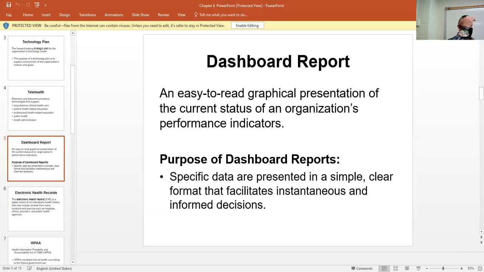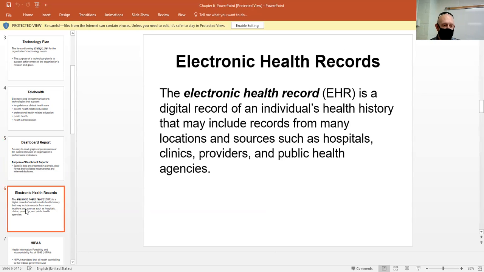But as you see on that, it's exactly what we're talking about. Specific data presented in a simple, clear format that facilitates instantaneous and informed decisions. You can look at that and say, where does Ole Miss stand on COVID right now? And you get a pretty good indicator in 15 seconds looking at that. That's the point of a dashboard report.